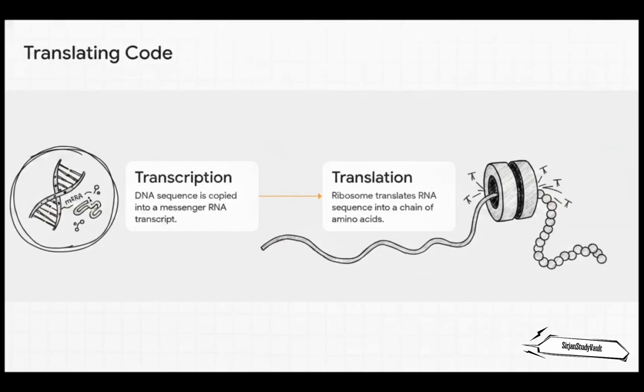Step 1 is transcription. Let's say the cell needs a specific instruction. Enzymes will actually unzip a tiny portion of the DNA double helix, and an RNA copy is made of just that one specific gene. We call this copy messenger RNA.